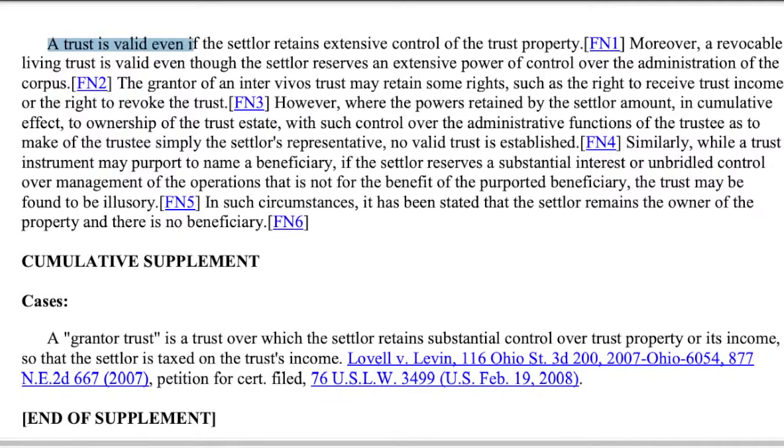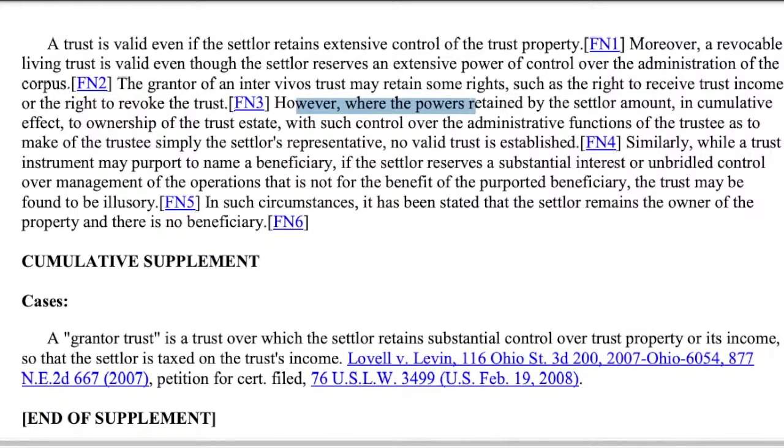A trust is valid even if the settlor retains extensive control of the trust property. Moreover, a revocable living trust is valid even though the settlor reserves an extensive power of control over the administration of the corpus. The grantor of an inter vivos trust may retain some rights, such as the right to receive trust income or the right to revoke the trust.